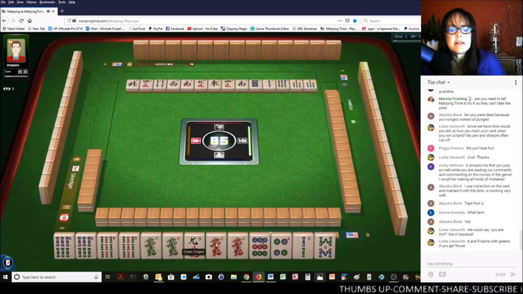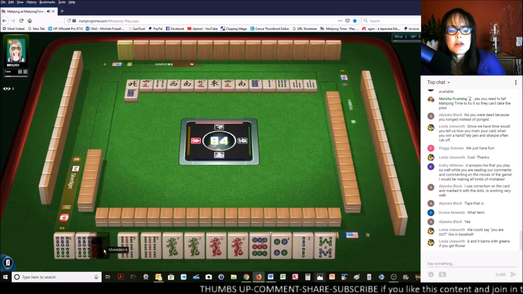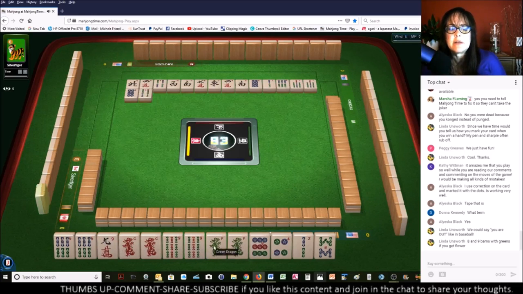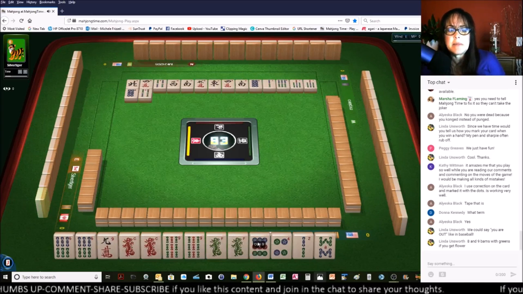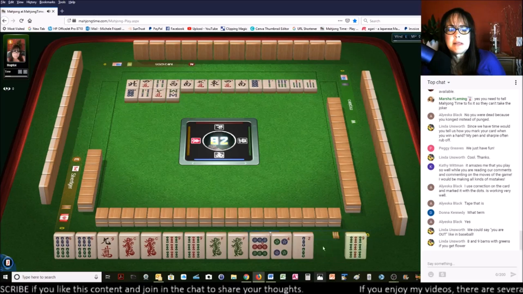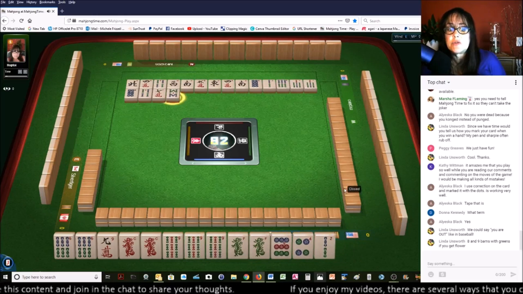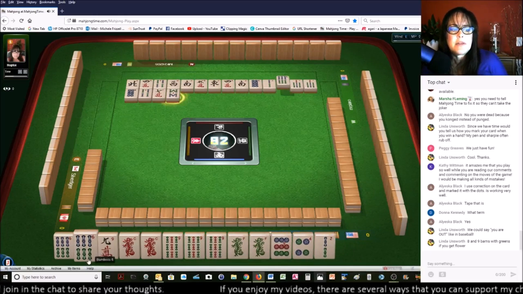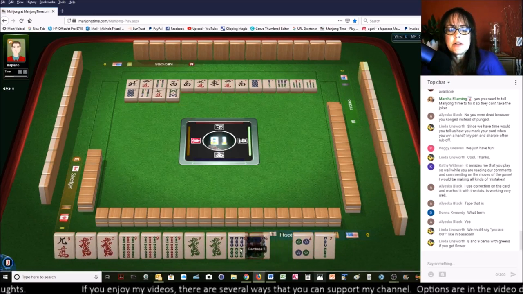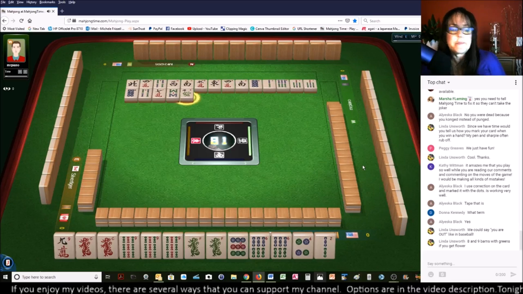So I'm thinking like numbers with 9s. What do you guys think? 8 dots. Maybe the 9 crack and the red dragon could be the pairs. Since we have 4 pairs of the 9 bam green dragon. 7 characters. Oh, there's a 9 bam. That is fortuitous. I think we could probably hold the 6s for a little longer, but those may go away.